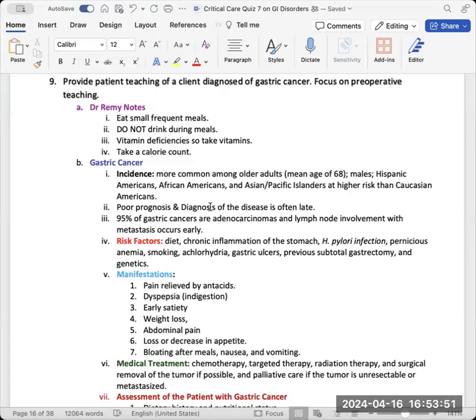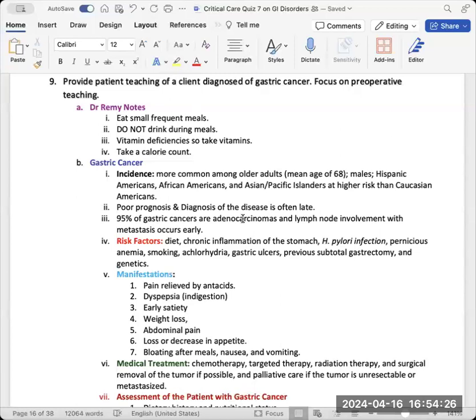But the problem with this is that it has a poor prognosis and it's diagnosed often late. And that's because, right, let's say you're having indigestion, which is a symptom, you have pain, but it's relieved by antacids, you're having maybe a bit of weight loss or a decrease in appetite. You might not notice these things right away until they become progressively worse. But as any gastric related disease, especially because it's closely related to things like peptic ulcer, it could be H. pylori, it could be due to chronic gastritis. So it could be due to chronic inflammation of the stomach.